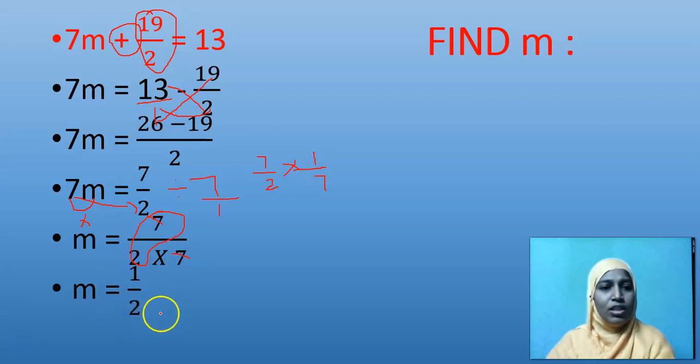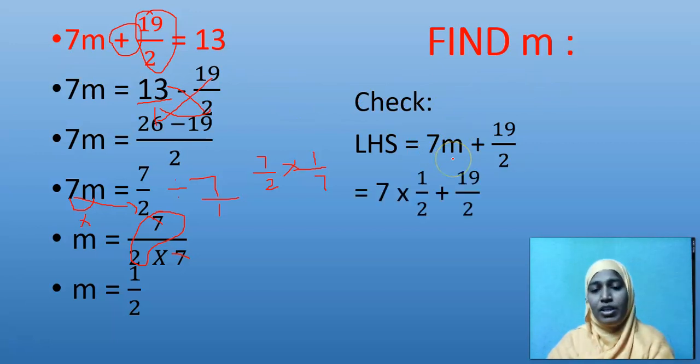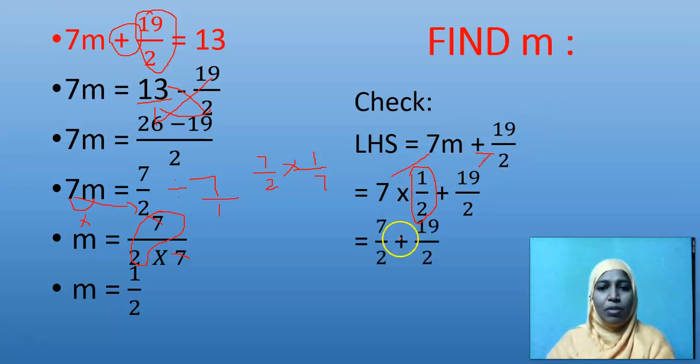So now let us check whether this is the right solution or not. I consider LHS is equal to 7m plus 19 by 2, that is there in this question. And what is the value of m? I just now found out it is 1 by 2. So in the place of m I have written 1 by 2. All other things I have written as such, this 7 and this plus 19 by 2. Now this has become 7 by 2.